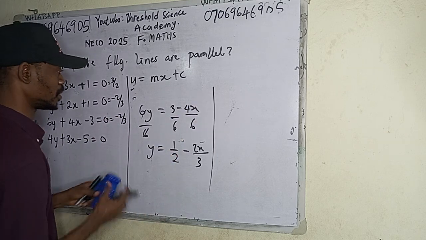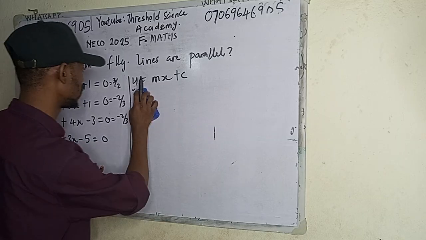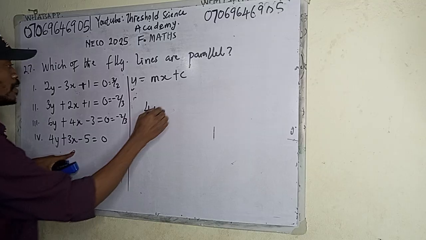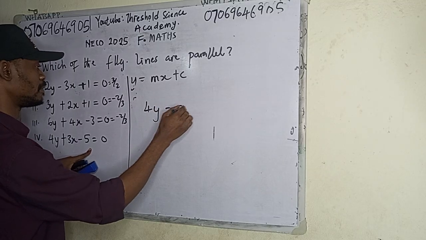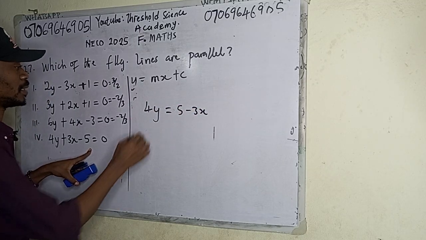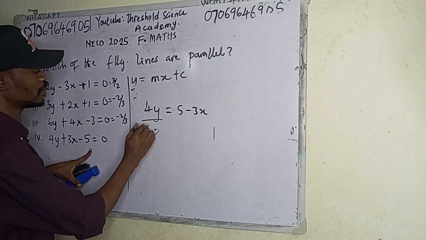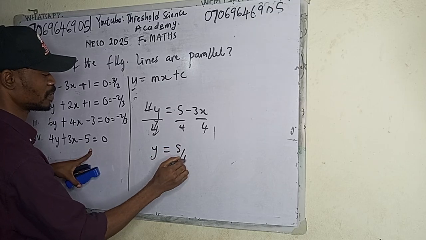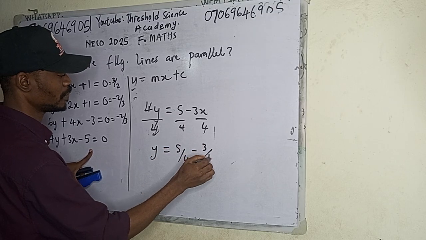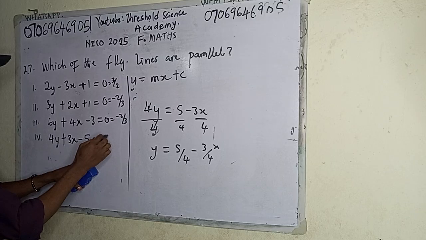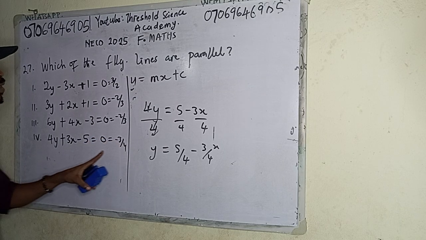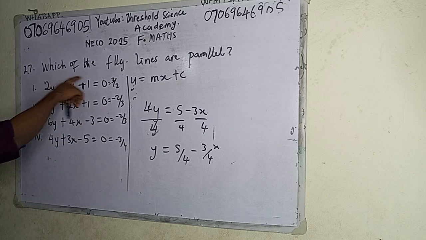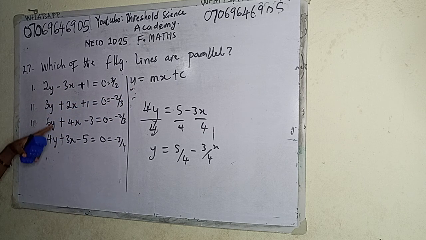Then let's go to the fourth equation. For equation number 4, I'm going to be having 4y equals 5 minus 3x. All right, so divide both sides by 4. I'm having y equals 5/4 minus 3 over 4x. So the slope here is negative 3 over 4. So obviously, we can see that equations 2 and 3 have the same slope. So definitely they are the ones that are parallel.